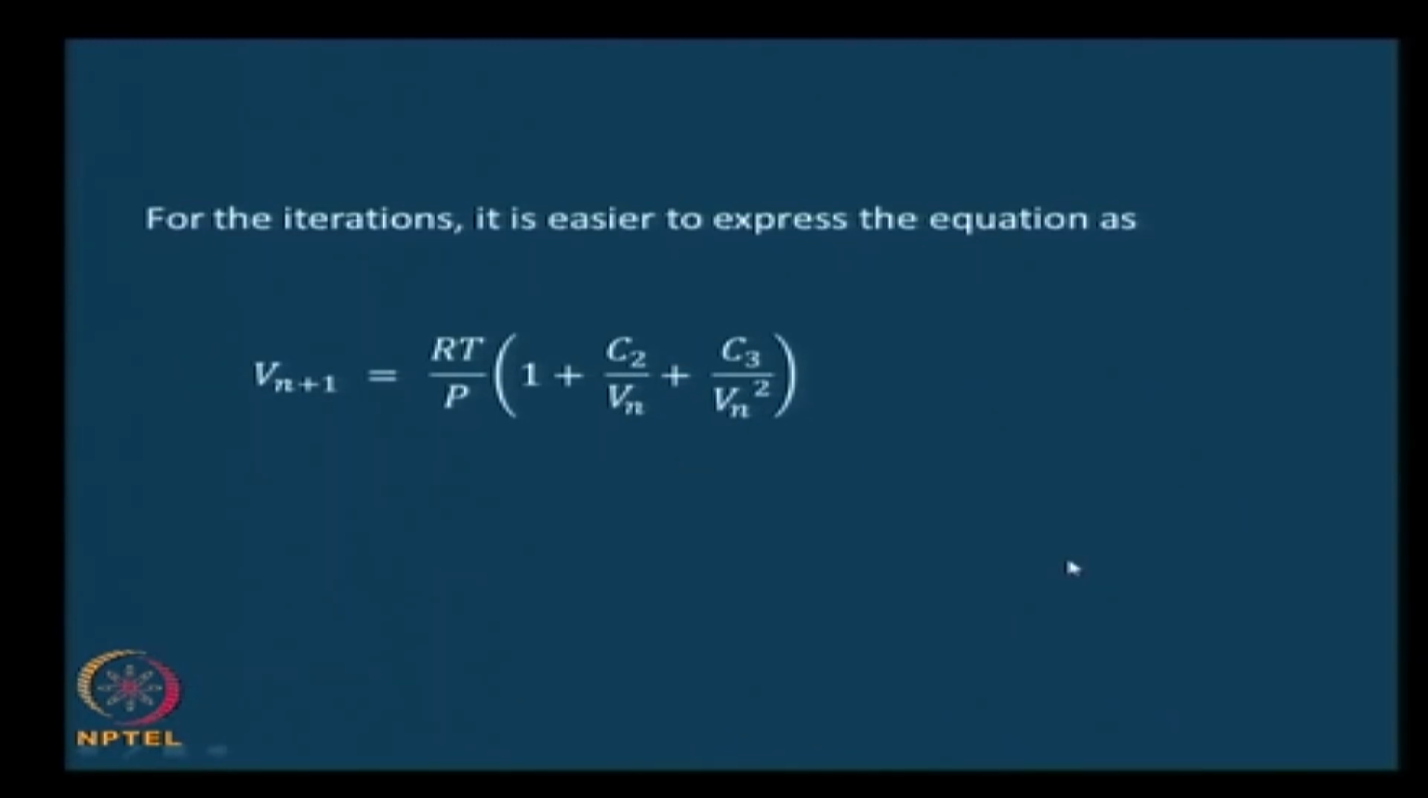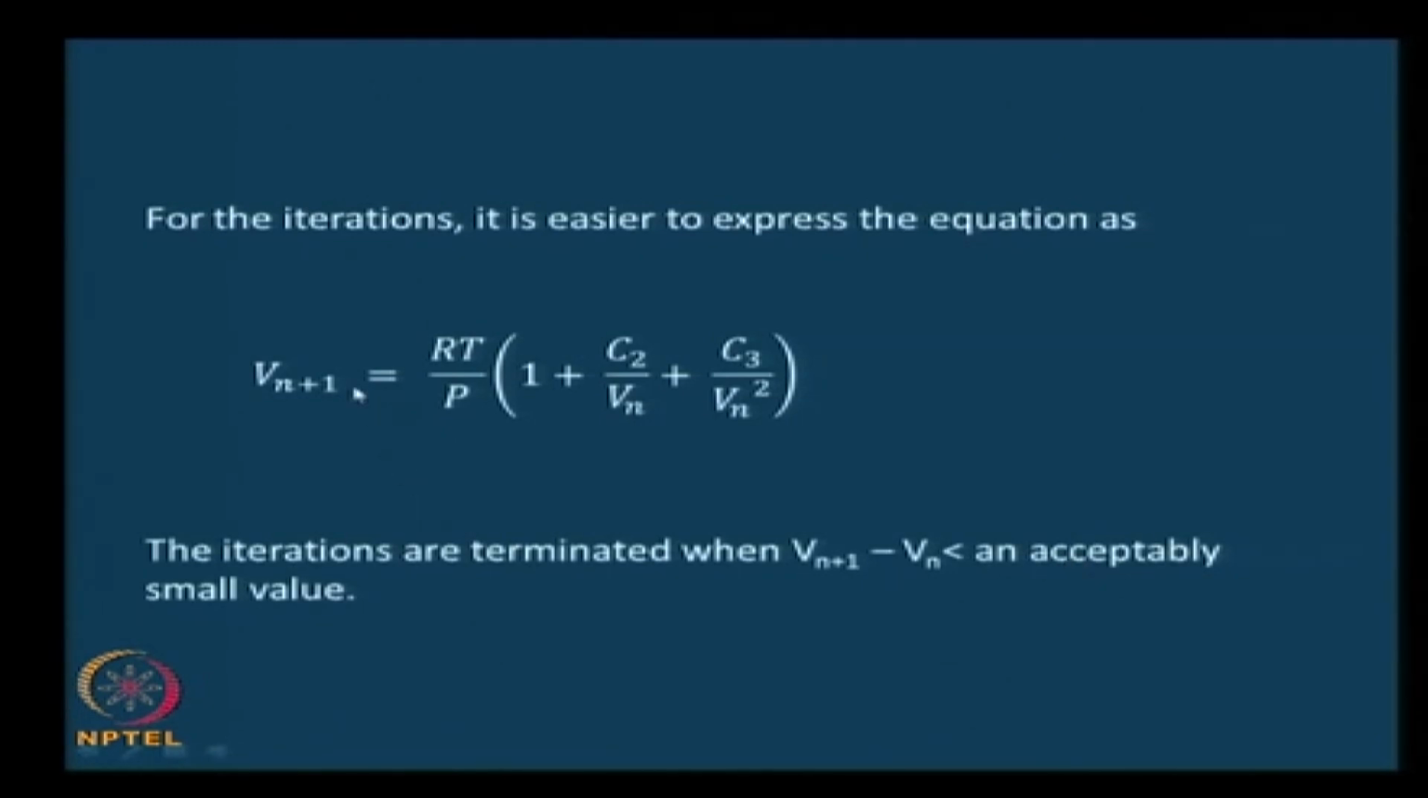We do not have to do it manually, and the iterations can be terminated when Vn plus 1 minus Vn, the difference between Vn plus 1 and the guessed value Vn, is less than an acceptably small value, maybe about 1% or 2% of the actual value.